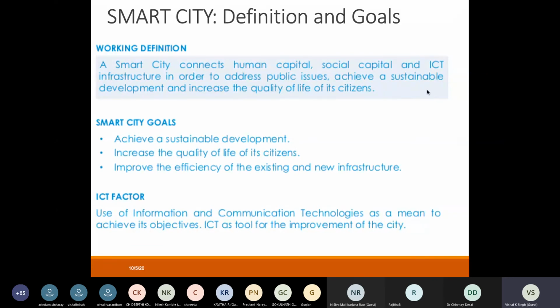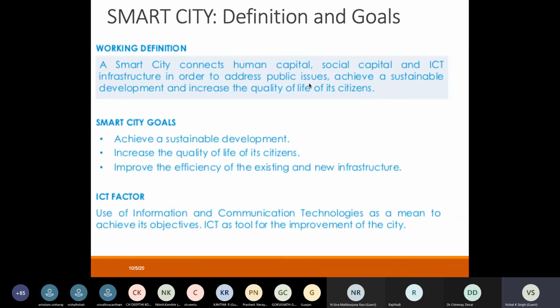So the idea is to use information and communication technologies in such a way that these basic necessities can be provided to the citizens of the city, or citizens of that specific domain which we are referring to. So, considering this in mind, the definition of a smart city can be seen on the slide: a smart city connects human capital, social capital, and information and communication technology infrastructure in order to address public issues, achieve sustainable development, and increase the quality of life of its citizens.